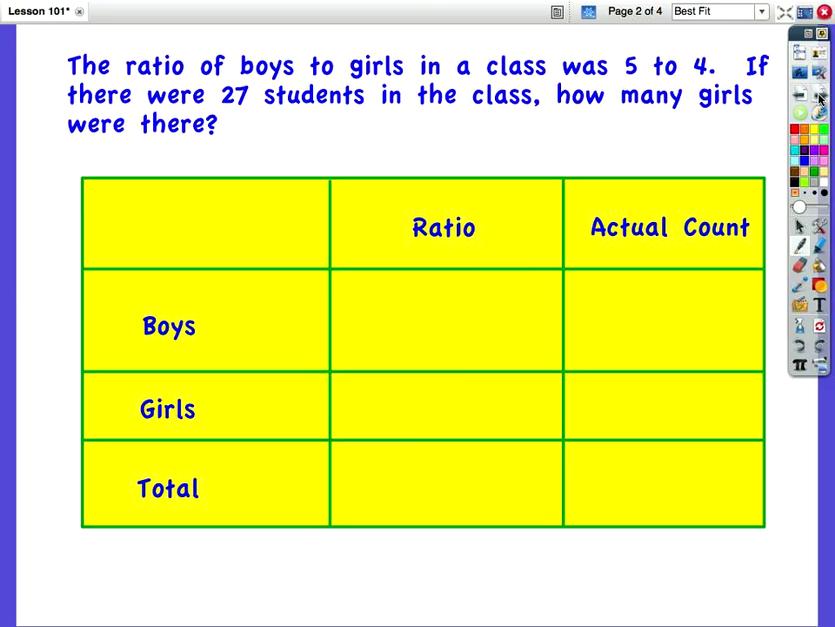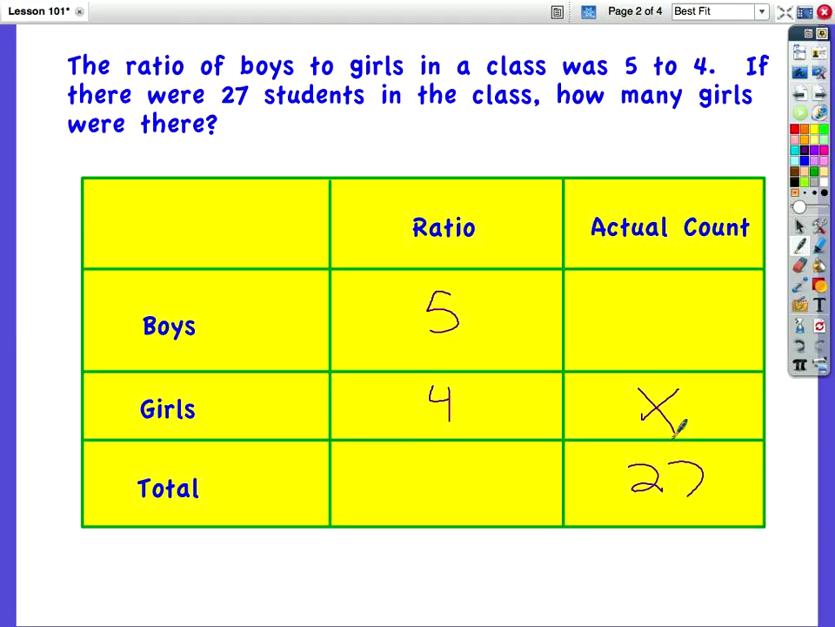So the ratio of boys to girls was 5 to 4. There were 27 students in the class. So under the total, which is my students, the actual count was 27. It says how many girls were there, so I want to know how many girls. I'm going to put an X in the girls.